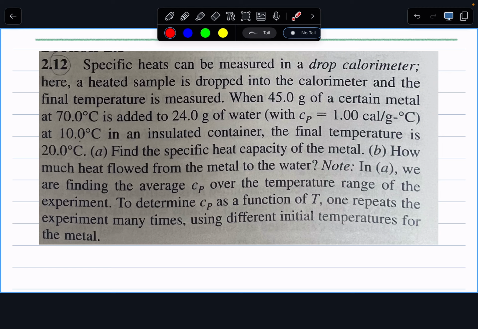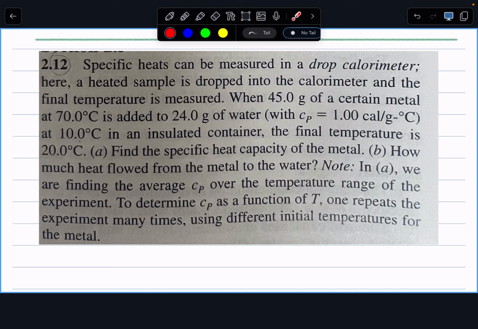This equals the mass of water times the heat capacity of water, which we're treating as a constant, times the final temperature minus the initial temperature of water. Then this problem is effectively just plugging in numbers. The reason these two terms are equal is that in this drop calorimeter, only two things exchange heat. The amount of heat transferred from the metal to the water must equal the amount of heat absorbed by the water.